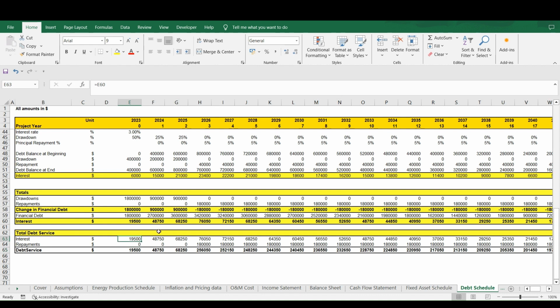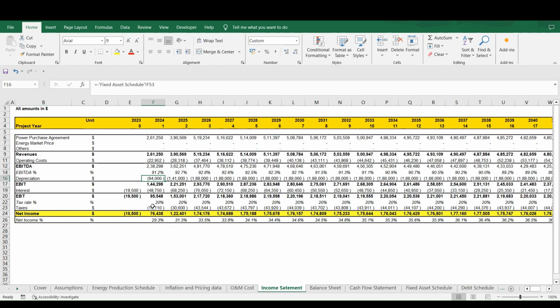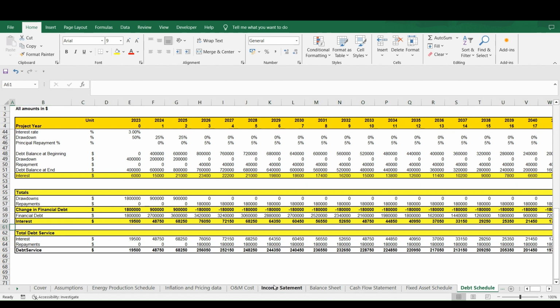So this interest goes into our income statement, as you can see right here. This is the interest that we pay on a yearly basis.